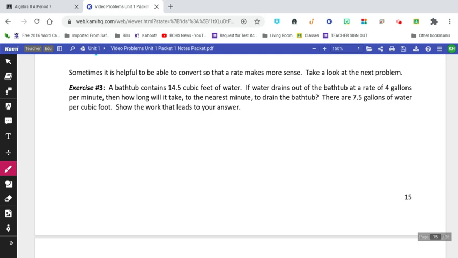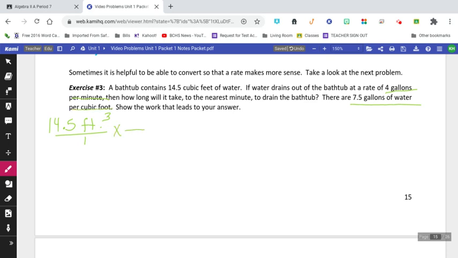Okay, so the rate that we're given is 4 gallons per minute. We don't, however, know how many gallons are in the bathtub. We know how many cubic feet. So the first thing we're going to have to do is change the 14.5 cubic feet into gallons. And they told us right here at the end, there are 7.5 gallons of water per cubic foot.